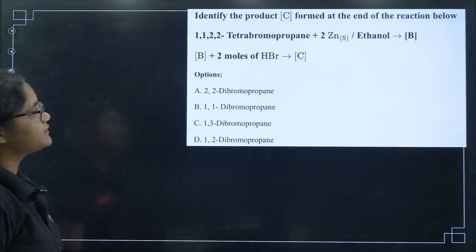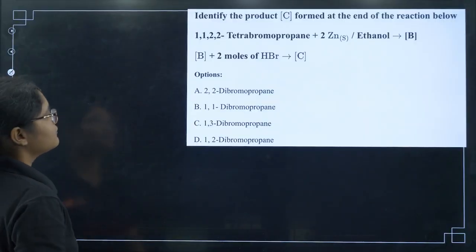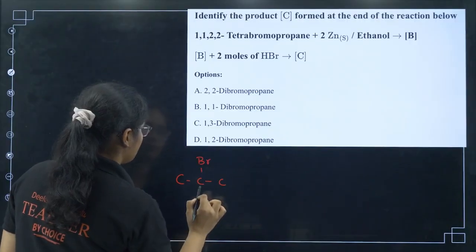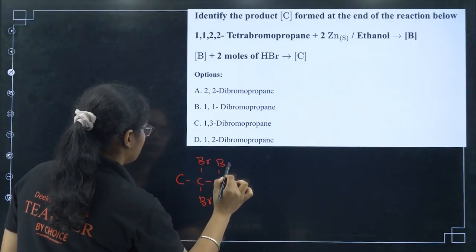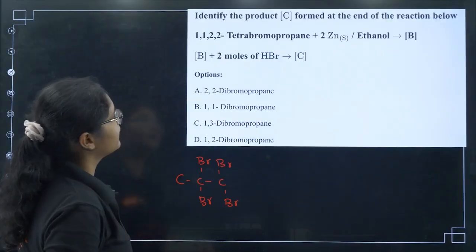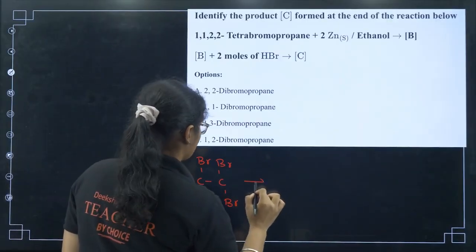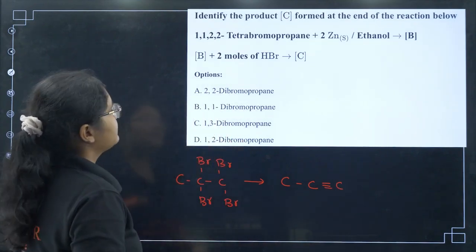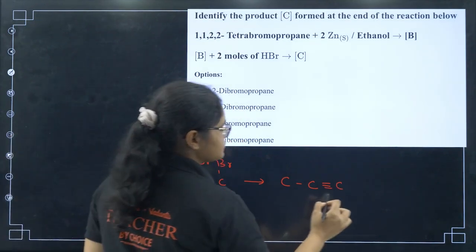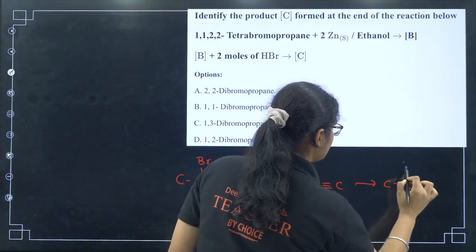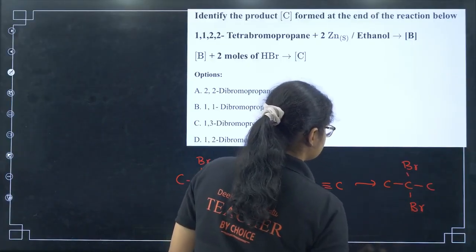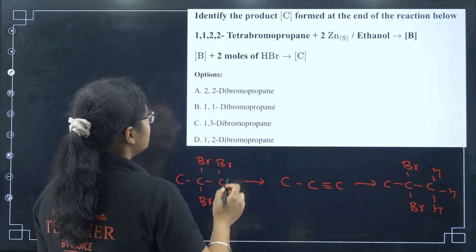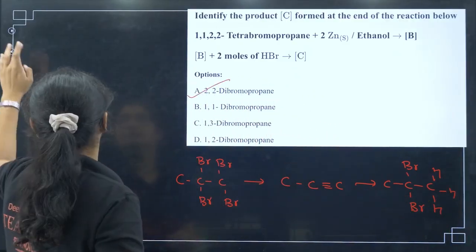Next, identify the product C formed at the end of the reaction. So you have 1,1,2,2-tetrabromopropane. And then when you treat it with zinc, Br2 is released and we get a compound like this. And then when you have 2 moles of HBr, Markovnikov's rule will be followed here and we will get 2 moles of HBr added here. So I will get 2,2-dibromopropane, that is option number A.